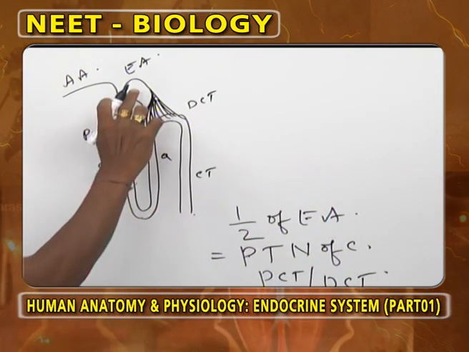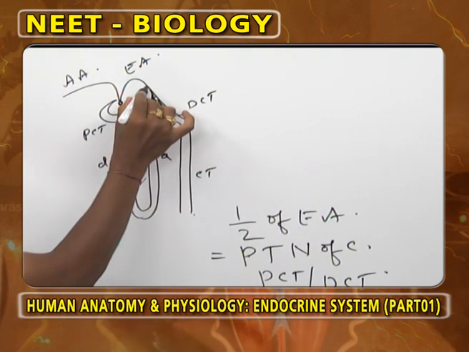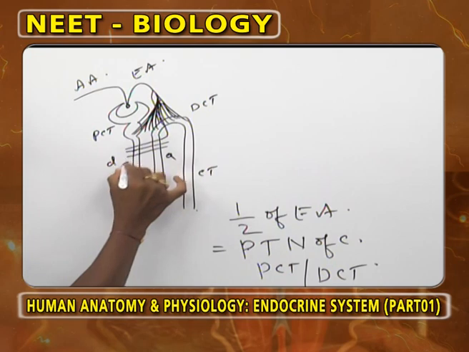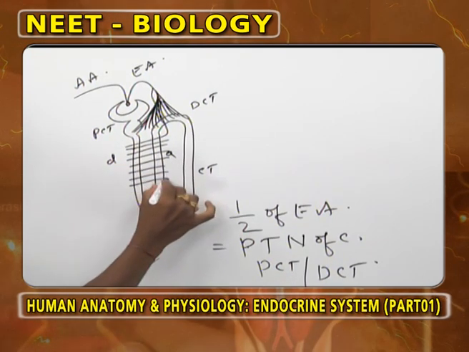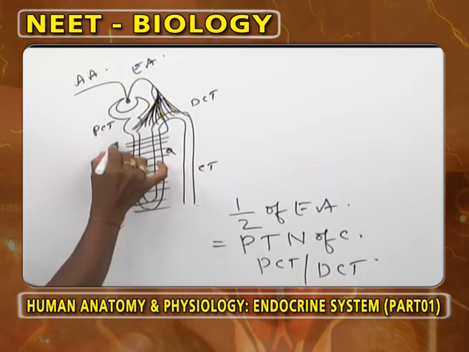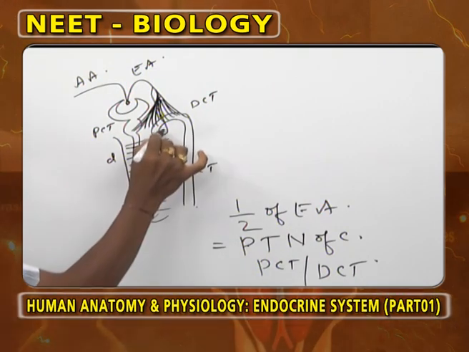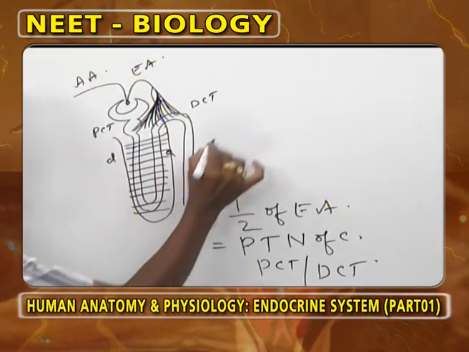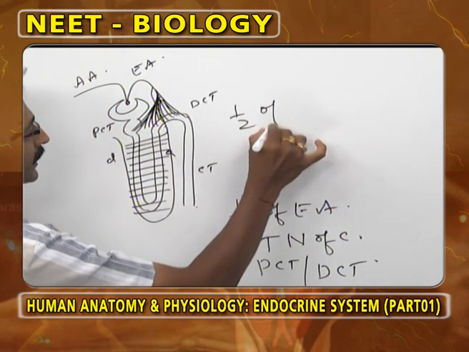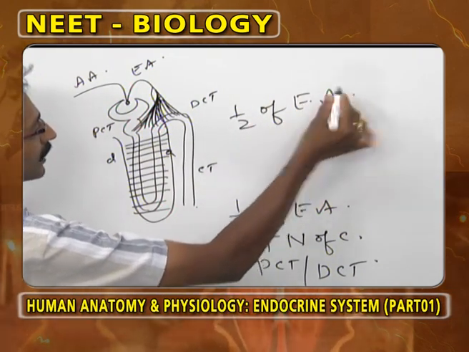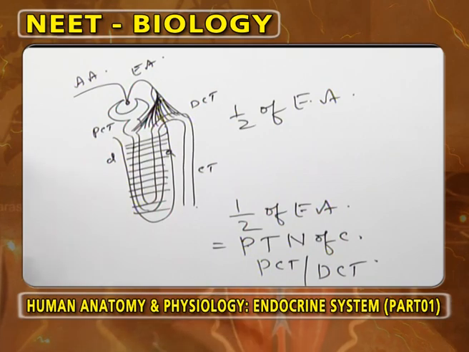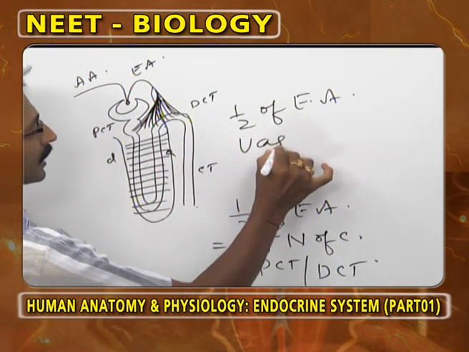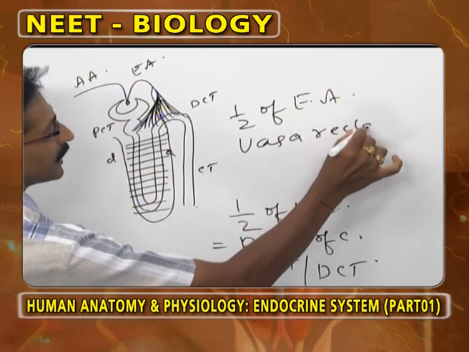Now the remaining part of the efferent arteriole gives rise to a bunch of blood capillaries, but they are in the U shape. The remaining part of the efferent arteriole gives rise to U-shaped blood capillaries called vasa recta.